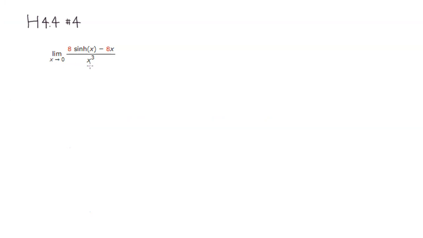You see that as x approaches 0, the denominator approaches 0. And as x approaches 0, hyperbolic sine of 0 is 0, so this guy approaches 0, and this guy also approaches 0. So it's a 0 over 0 situation, and we're going to apply the first round of L'Hopital's rule.